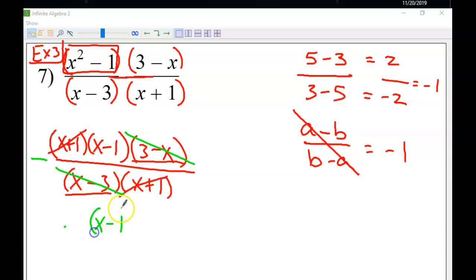You have an x minus 1 with a negative. So this is a fine answer. That's probably how they would leave it, but technically you could distribute that negative in. But I'm just going to leave it like that, okay?